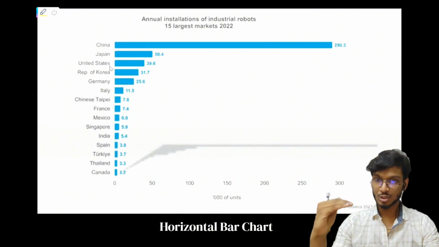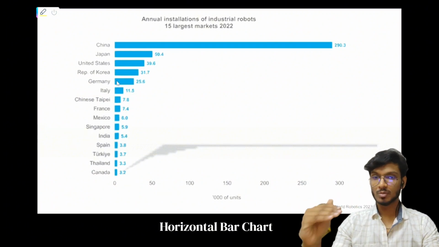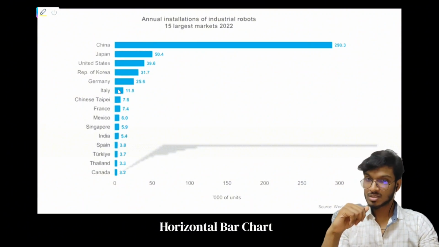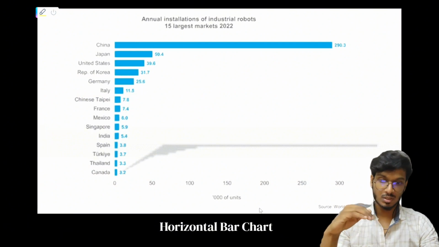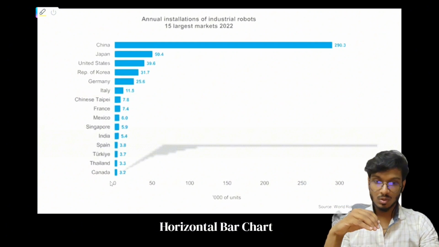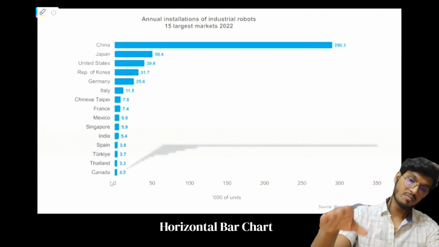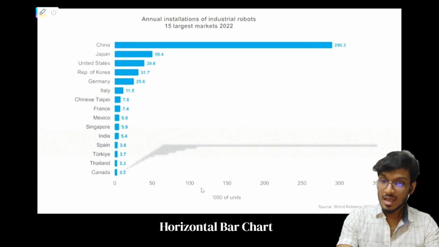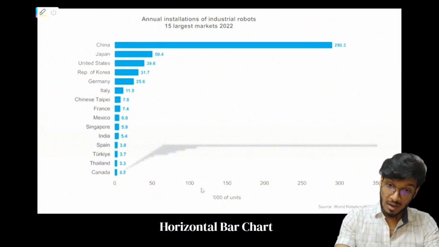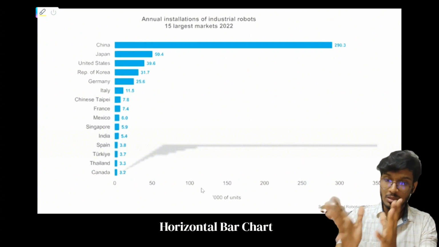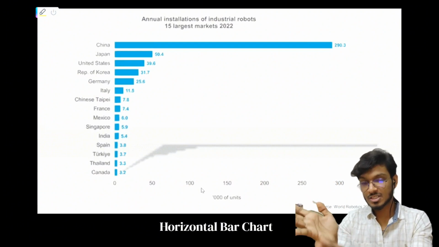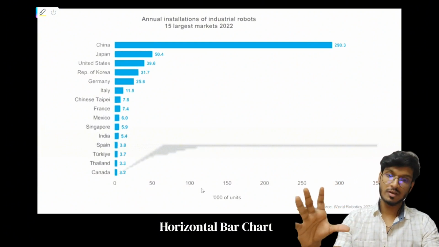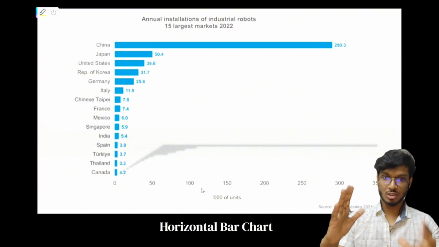Then comes Japan, then United States, then Korea, and Germany. So Germany comes in fifth position. It holds almost 25.6% of the market value, like 25.6 into thousands of units. In the x-axis they have mentioned the number of units in thousands, and in the y-axis they have mentioned the names of the countries, as I said in the previous slide, so it will give you an overall look of the installations.